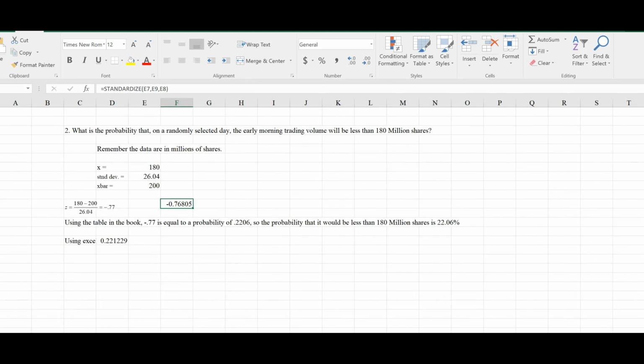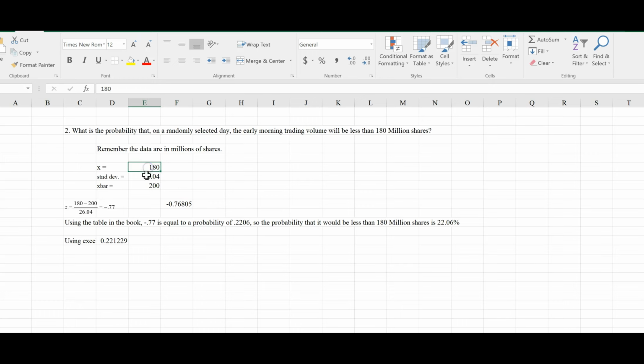Okay. Question 2, again, these are all kind of review for us here. What is the probability that on a randomly selected day the early morning trading will be less than 180 million shares? So again, you should be thinking in your mind, drawing out your normal distribution, and we would see less than 180 million shares.